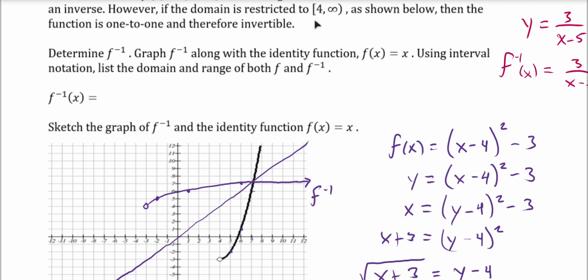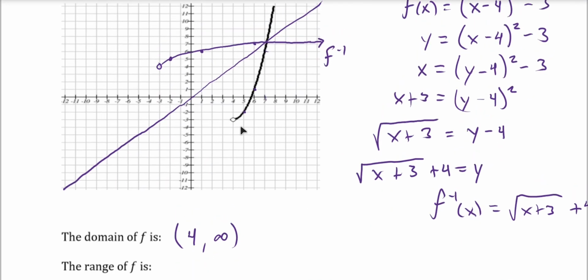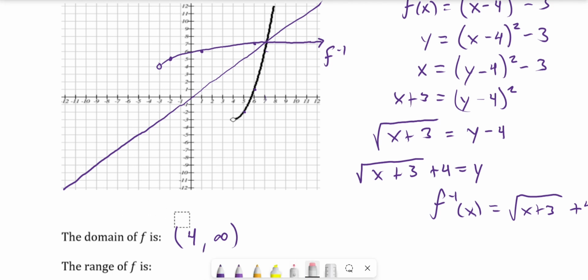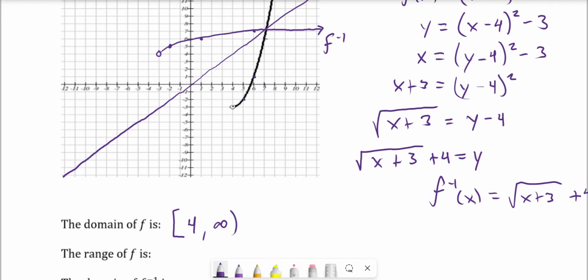When you answer something like this, I'm unsure about whether we're supposed to input a domain that comes from this graph, which seems to indicate an open parenthesis here, or if we're supposed to use the prompt of the problem, which actually says that this is supposed to be a bracket. I'm actually going to use the bracket because there's no reason why we couldn't include this point. It's still one-to-one if we do, and so that's part of the maximum restricted domain. Interesting that they chose this open circle here. I do not understand that.